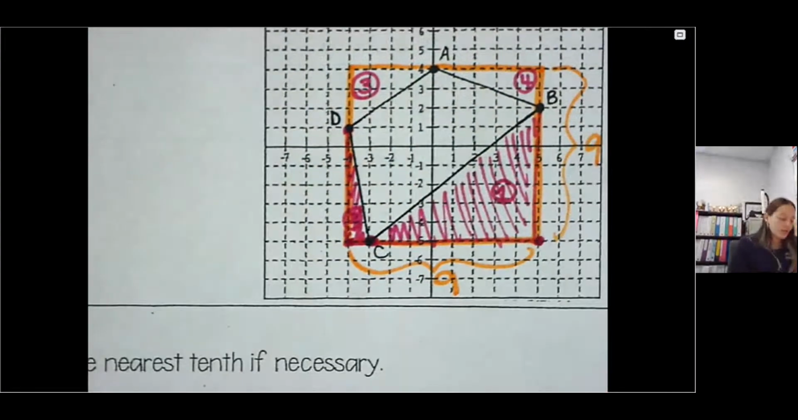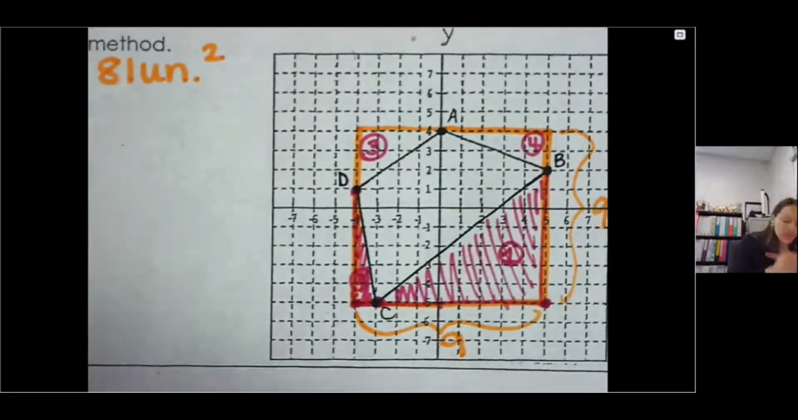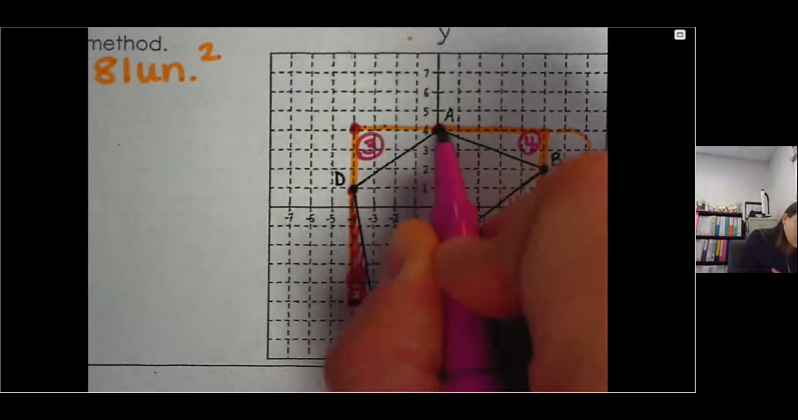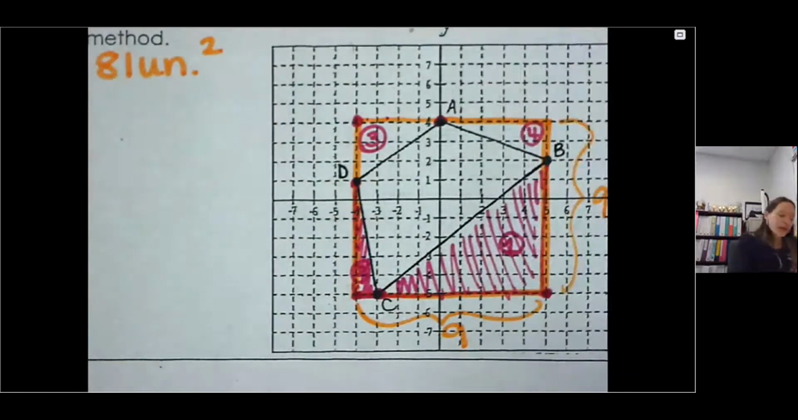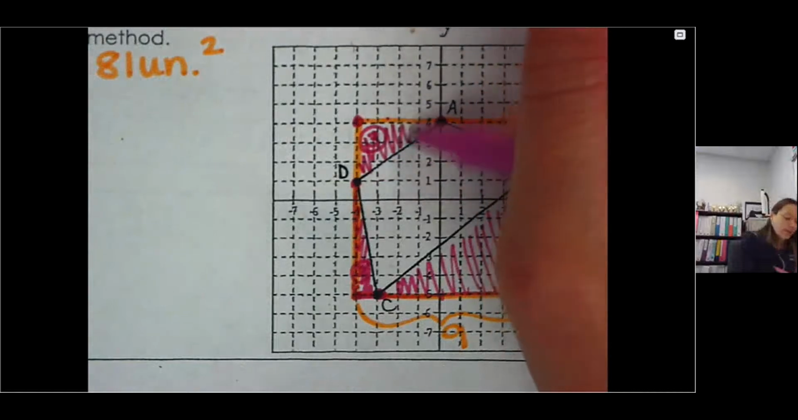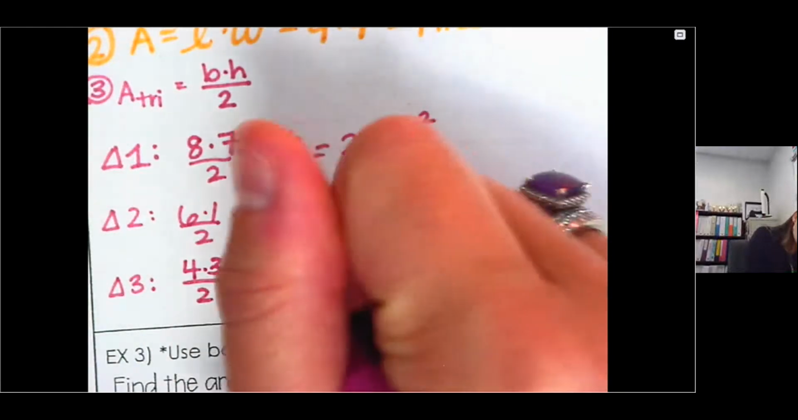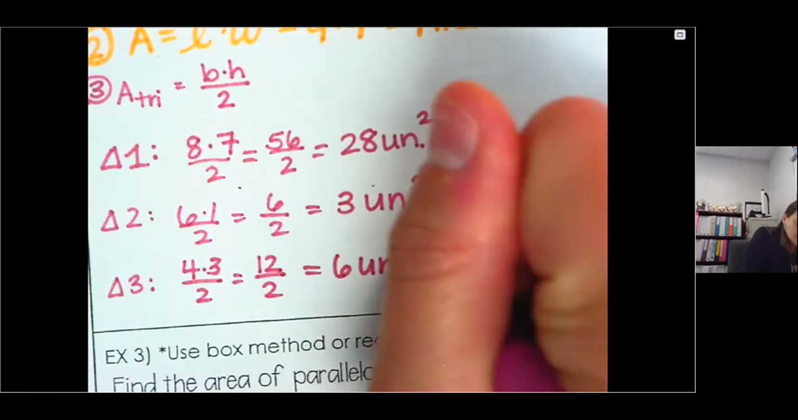Now I'm going to do the same thing for triangle 3. Okay, so triangle 3, again, we're just counting from A to this point. That's 1, 2, 3, 4. And from here to D is 1, 2, 3. So 4 and 3 will give me this one over here. So 4 times 3 is 12, and half of 12 is 6 units squared.